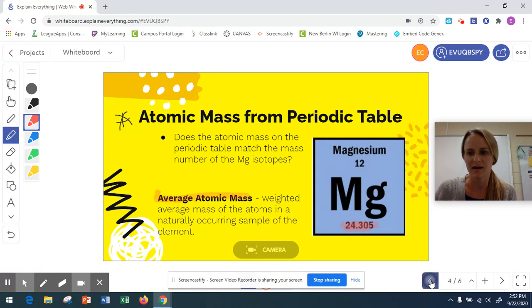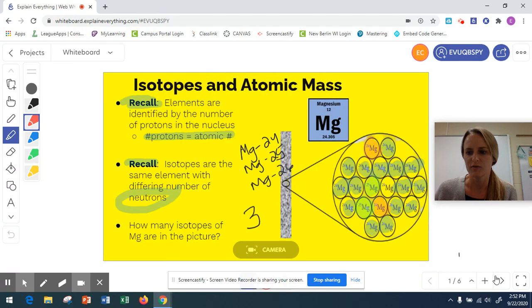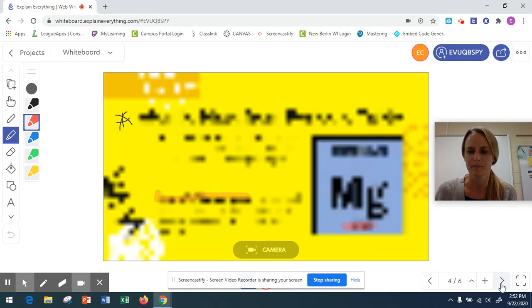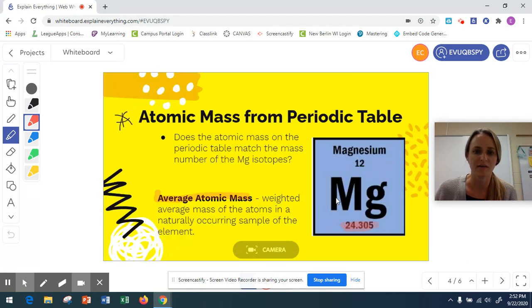But like I was saying on this last slide here, if we took a pure average, we would have thought that the average atomic mass was 25. The reason it's not 25 and it's closer to 24 is because 24 is more abundant. And so the average atomic mass is calculated. It's a weighted average mass of the atoms in a naturally occurring sample of the element. So on the next slide, we're going to talk about how the average atomic mass, which is on the periodic table, is calculated.